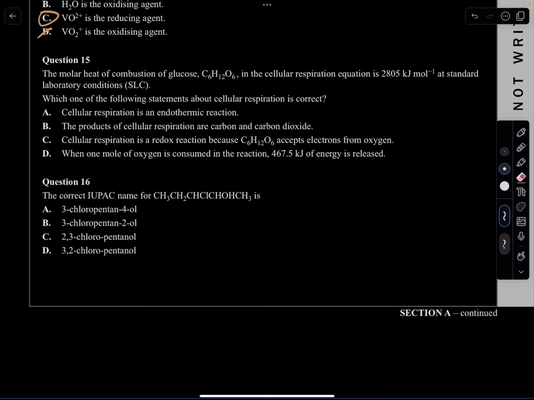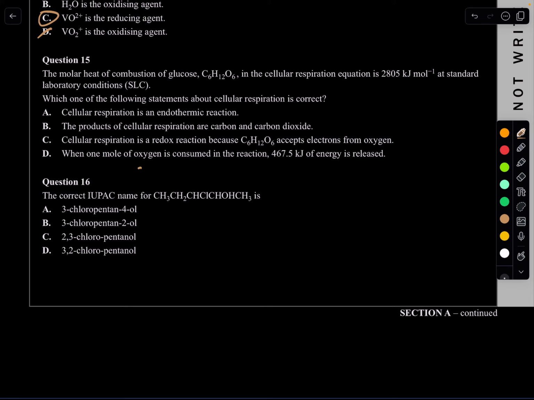Question 15. The molar heat of combustion of glucose in the cellular respiration equation is this, at standard laboratory conditions. Easy. Which of the following statements about cellular respiration is correct? Before we even do this, I'm just going to write the cellular respiration formula. You need to memorize this. This is a key formula.